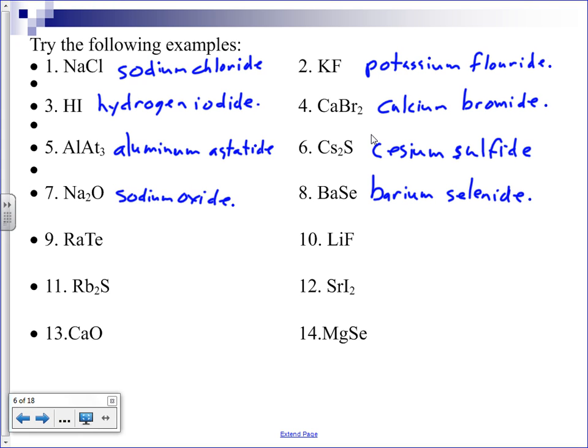Okay, number 9, we've got radium and tellurium. So we have radium telluride. Okay, number 10, lithium and fluorine is lithium fluoride. Better? Now I've got the correct spelling on there. Okay, number 11, we've got rubidium with sulfur, so that's going to be sulfide, right?